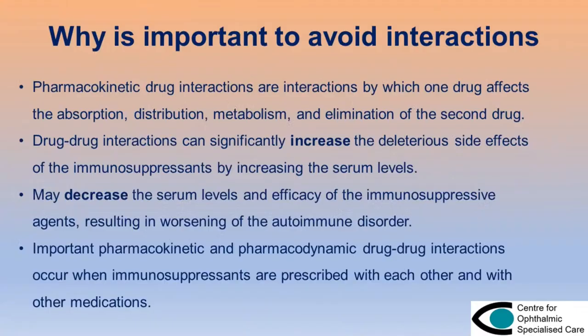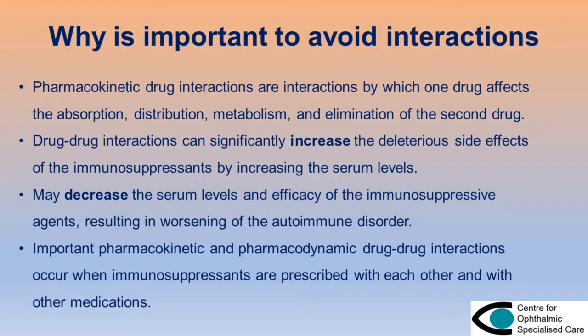In uveitis, we use a lot of immunosuppressive treatment, so it is very important to understand the interactions that we have with other drugs. What is called an interaction is when one drug affects the absorption, distribution, metabolism, and elimination of a second drug.